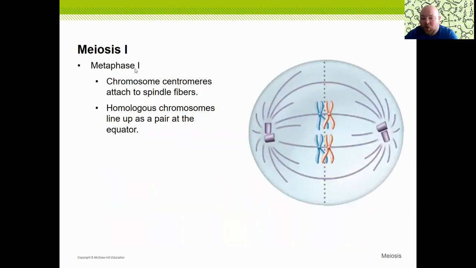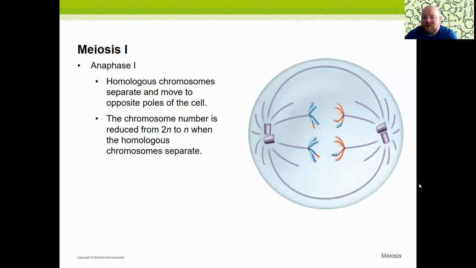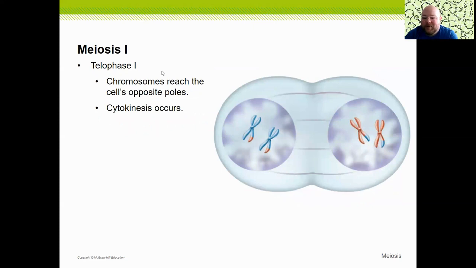Then we get to metaphase 1. Chromosome centromeres attach to these little spindle fibers, and homologous chromosomes line up as a pair at the equator. Then anaphase 1 happens. The homologous chromosomes are separated and moved to opposite poles of the cell. The chromosome number is reduced from 2n to just n when the homologous chromosomes separate. And then telophase 1 happens, chromosomes reach the opposite poles, and cytokinesis occurs. But this is just the end of meiosis 1. We're going to keep going.